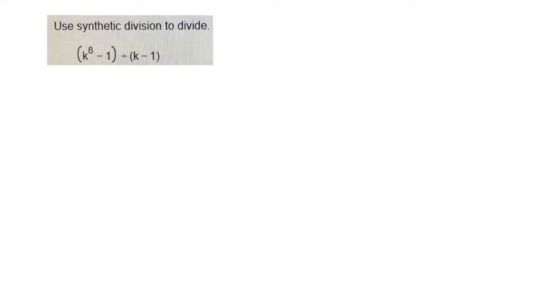In this question, you're asked to use synthetic division to divide this polynomial by that polynomial. With synthetic division, you need to set up things so you have numbers here, and then you have a line, and then you have a number out front. You bring this down, you multiply, add, multiply, add.